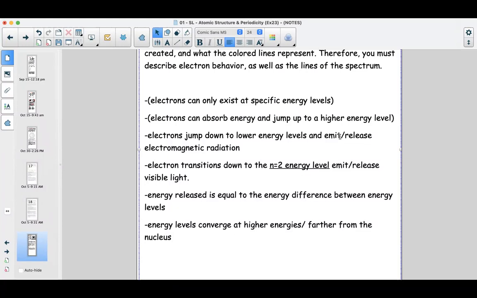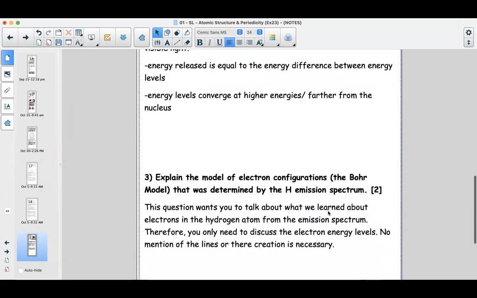Second, the idea of going down to n equals 2 is important if the question wants to know about visible light, because that's the energy level where they release visible light. The idea of convergence is very important at higher energy and farther from the nucleus. And we can say that the energies released are equal to the energy differences. Lots of different marks here to earn 3.